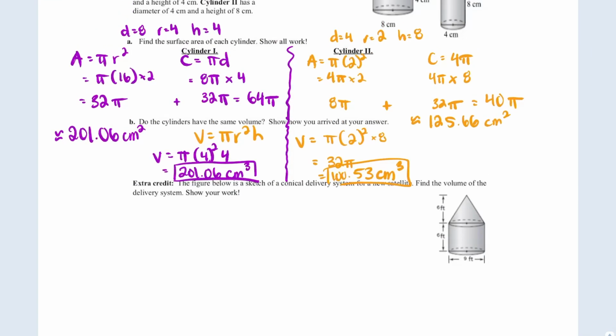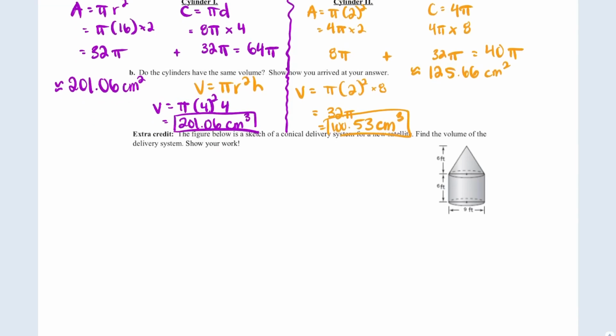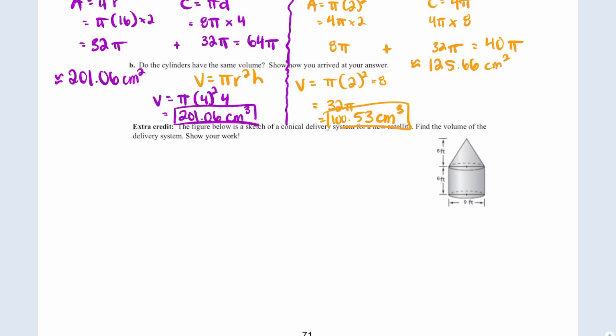The last problem on this page, it says the figure below is a sketch of a conical delivery system for a new satellite. Find the volume of the delivery system. So you might have noticed that I have a cone stacked on top of a cylinder. So we're going to split this. This is what we call a composite figure here. We're going to split this composite figure into parts that we know how to find the volume of.